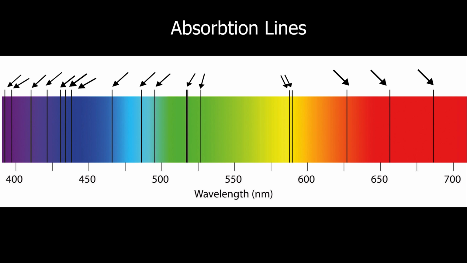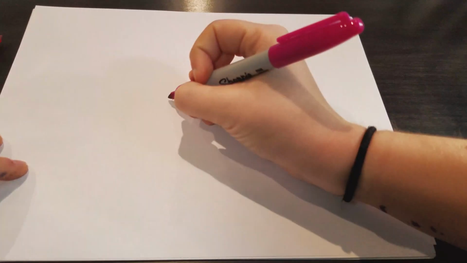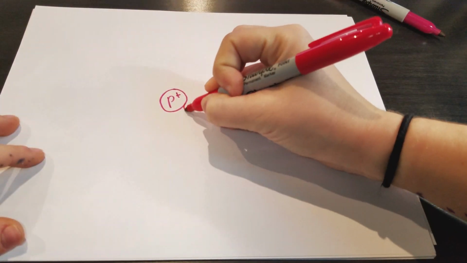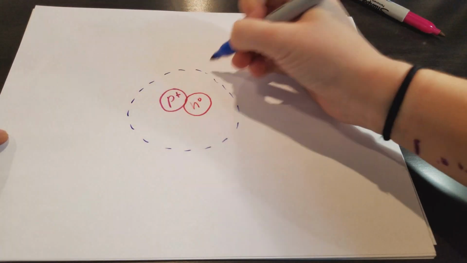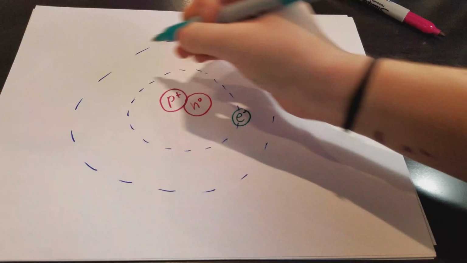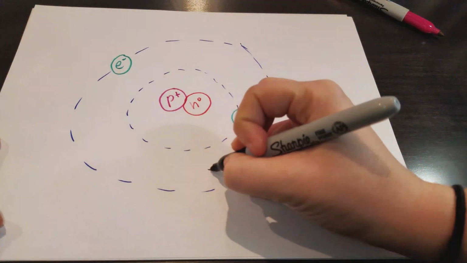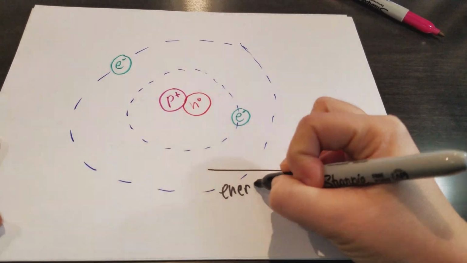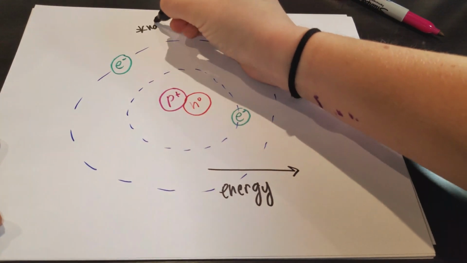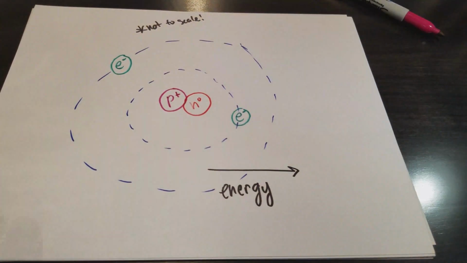These dark lines are called absorption lines. The wavelengths here are absorbed by electrons within the atoms of stars. Let me explain. Electrons can occupy different orbits around the nucleus. Since protons attract electrons because they're opposite charges, electrons with closer orbits have lower energy and orbits farther away from the nucleus have more energy.